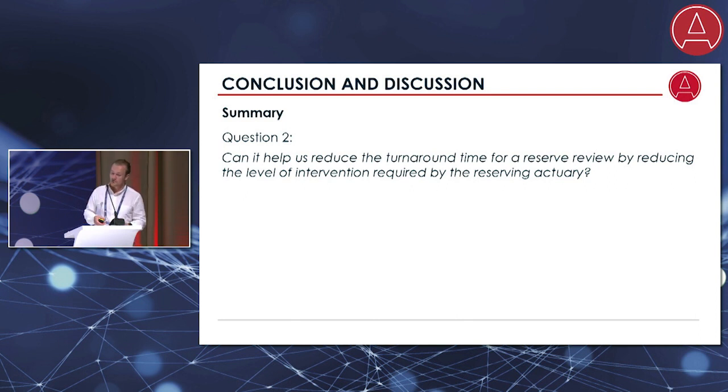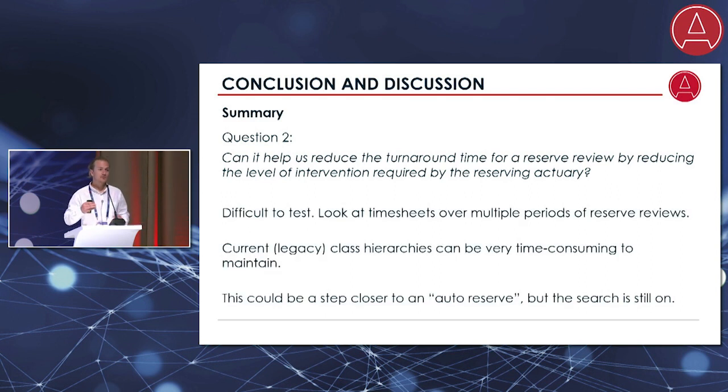And then question two: can we improve the reserve turnaround? Now, this is really hard to test. We would have to look at timesheets over multiple reserve periods, and it's difficult to test in practice. So this is still to be validated. But we do know that maintaining legacy class hierarchies could be very time-consuming, as I illustrated at the start of the talk. This could also be one step closer to an auto-reserve, but just a caveat, this won't be your auto-reserve. Don't expect to never have to intervene just by employing clustering-based segmentation. This won't do that for you.